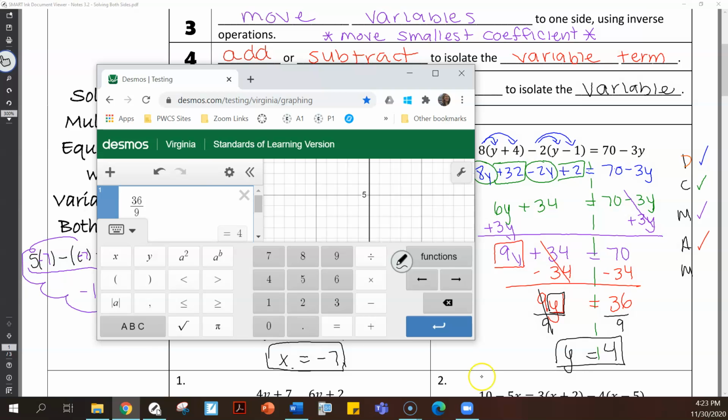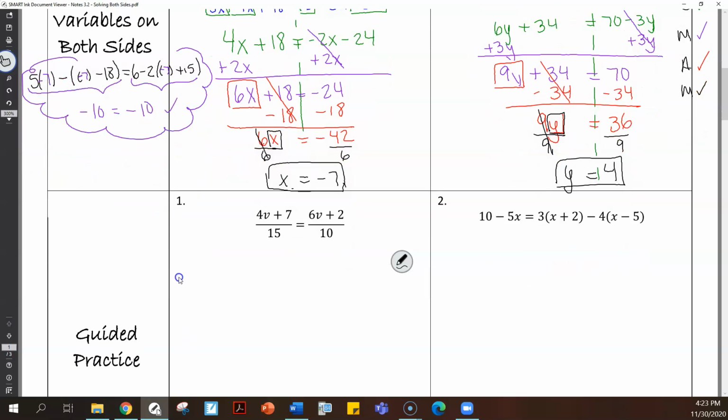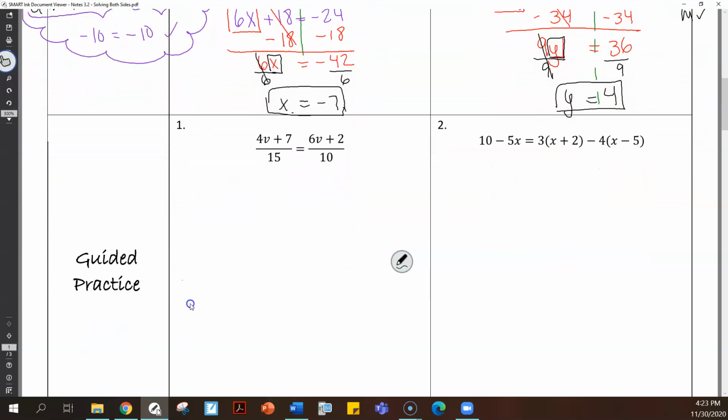Again, you can check this by plugging it back in, just like we did in the first example. All right, so most of that should be the same as if you're working with variables just on one side. The only thing that's different is that you do need to move all your variables to the same side. So I'm going to do 2 quick examples, and then I'm going to let you practice this a little on your own.